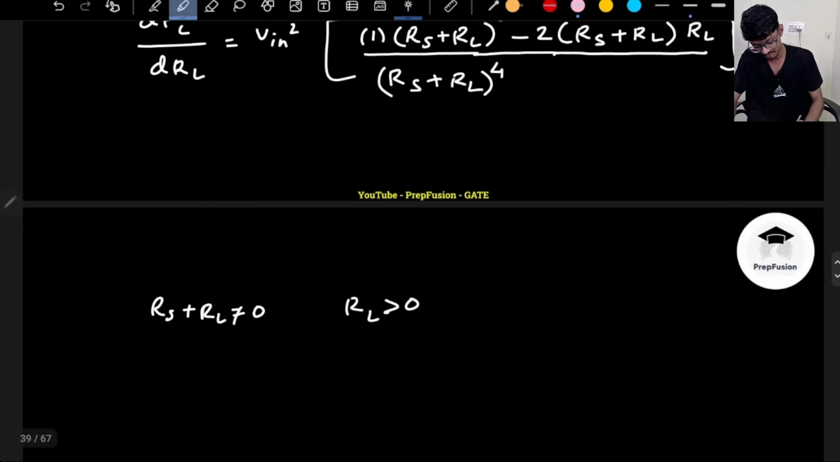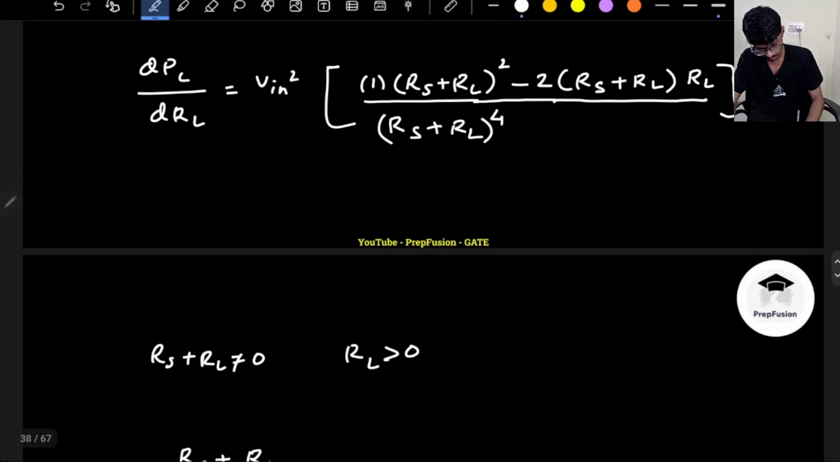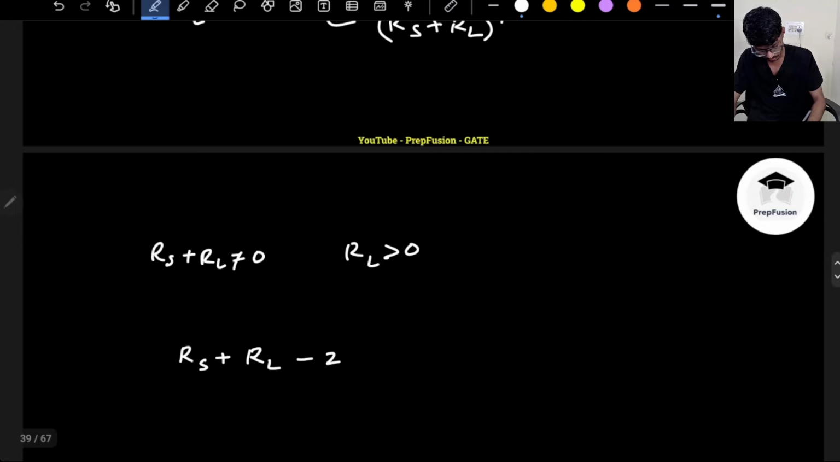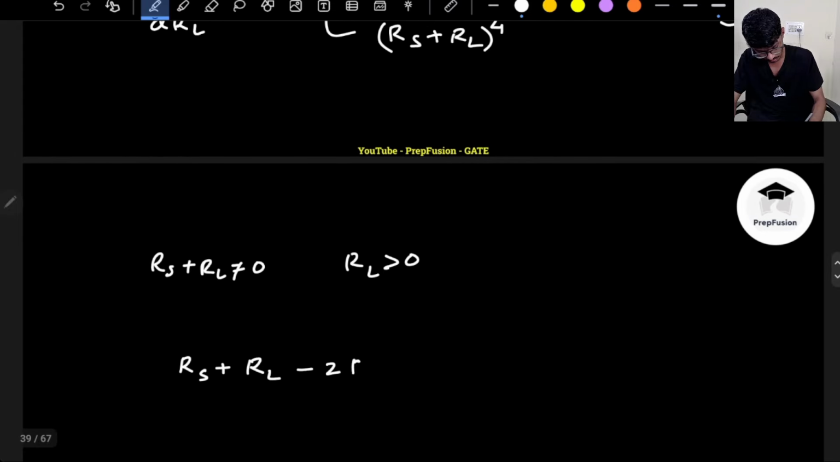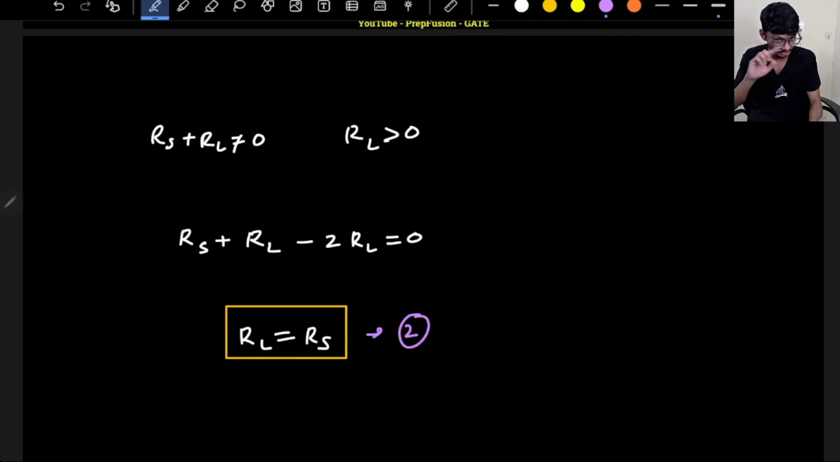If I divide by RS plus RL on both sides, this will be RS plus RL minus 2 RL equals to 0. So ultimately you get your result, that is RL equals to RS. Of course, this is the familiar equation that you know from the DC circuits, correct? So this is the condition 2, right?